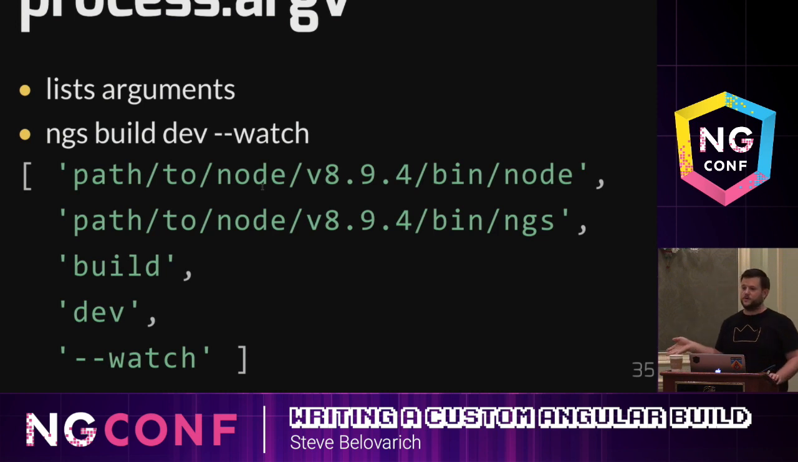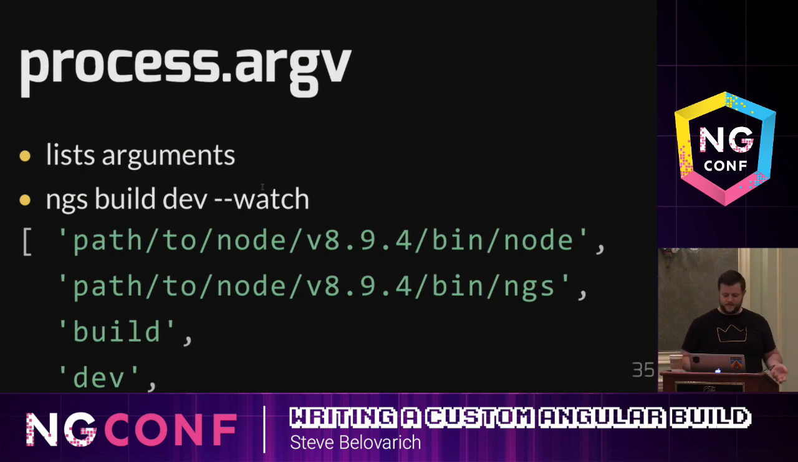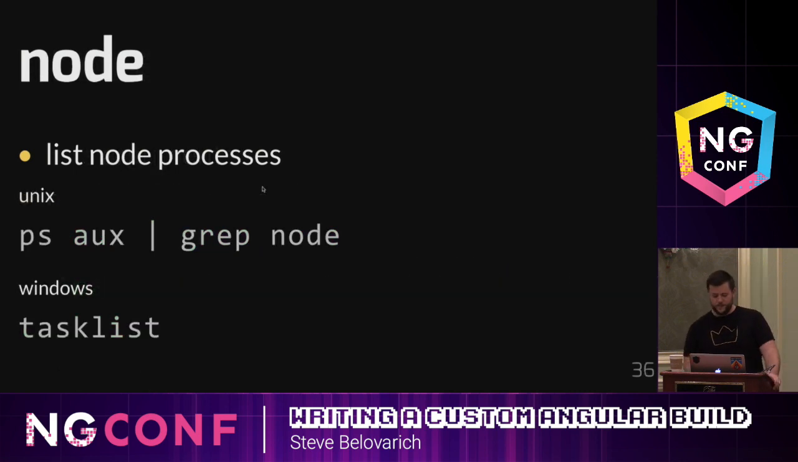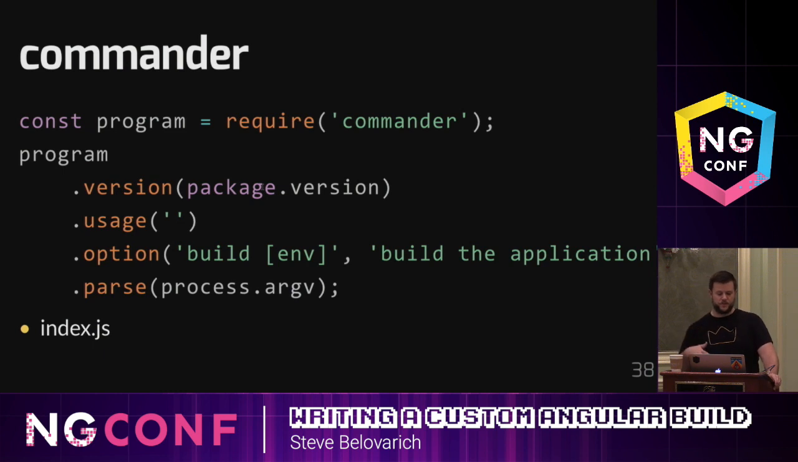So this is a very useful object, but it's kind of cumbersome to keep working with this array. That's why we have this tool called Commander. You can see here the very last method on this program is to parse the process.argv. What Commander is going to do is give us a more convenient object that we can reference so we can know what commands the user entered when they ran ngs build.